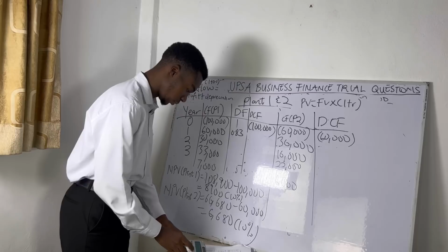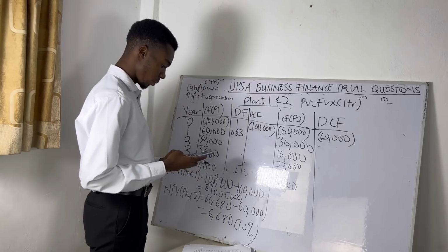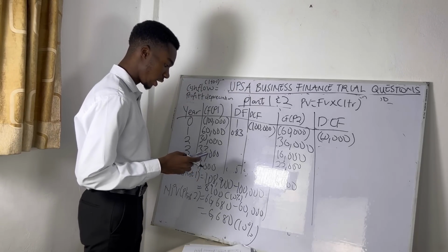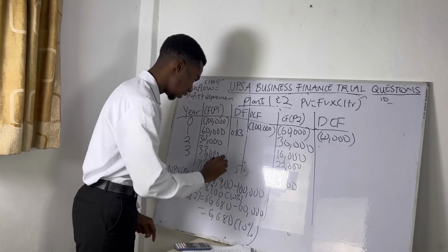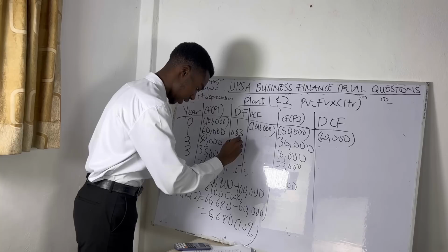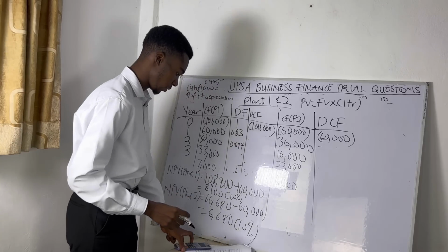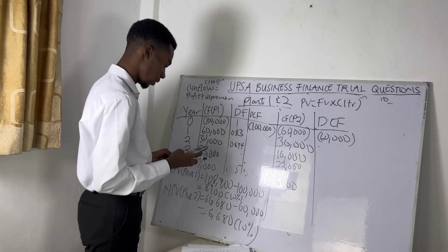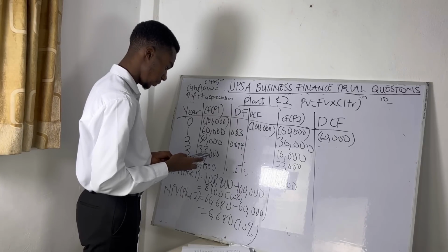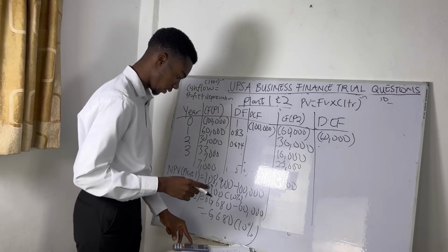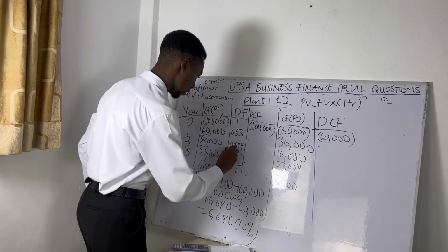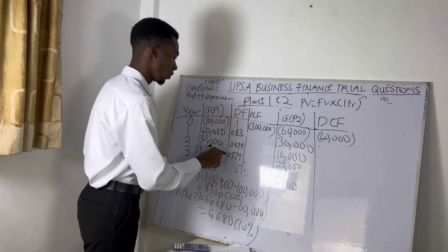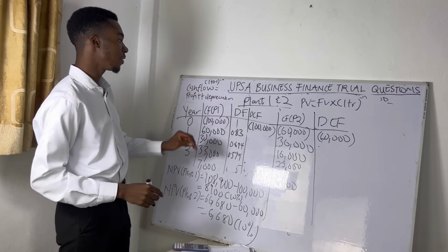0.83. The second one is 1 plus 0.2 exponent negative 2, because the year is 2. So 0.694. Then for year 3, it's going to be 1 plus 0.2 exponent negative 3. We have 0.578. So you can do 0.579 because it's 0.5787. So to 3 decimal places, 0.579. So now we have our discount factor.